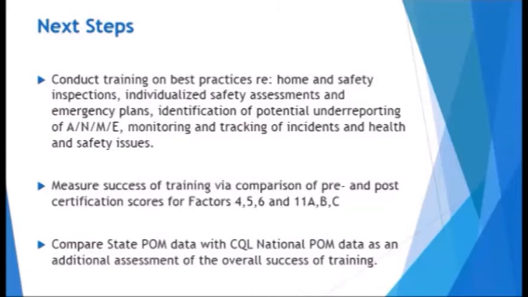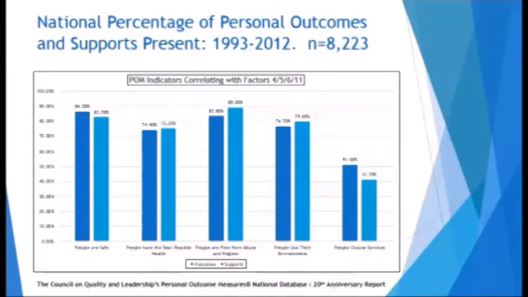And then I'll be comparing personal outcome measure data with national POM data as an additional assessment of the overall success of training. The desire is for state POM scores to match or exceed the national averages in the noted POM outcomes and supports. What you're seeing now is a national percentage of personal outcomes and supports, CQL. And we hope to, as we begin to compile this information from certification staff interviews as well as QB interviews, utilize that information as a way of comparing statewide POM data to the national data.